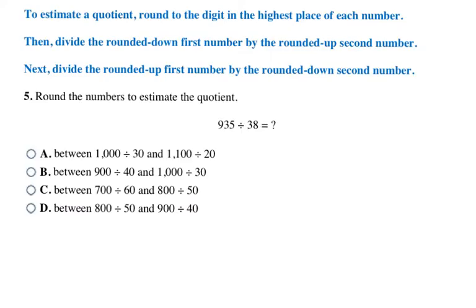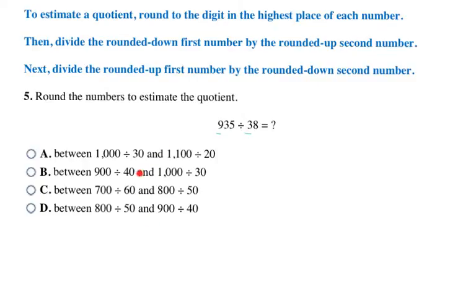Now I'm going to be looking at estimating division problems. So to estimate a quotient, which is the answer to a division problem, you're going to round the digit to the highest place value of each number. So in this problem, that would be 9 and 3. However, unlike multiplication, you're going to take the rounded down number and the rounded up number and divide them. And then you'll take the rounded up number and the rounded down number and divide those.